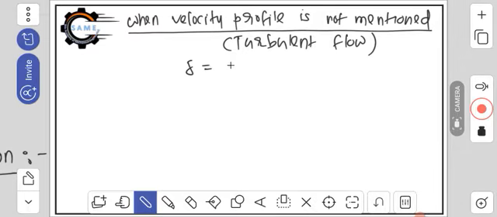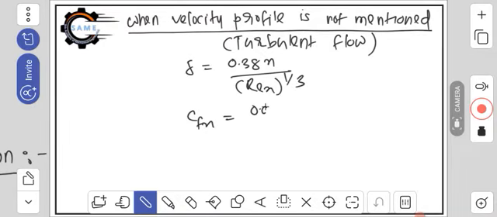For turbulent flow, the laminar case we already discussed, but here you have to remember this: delta is 0.38x times x divided by Reynolds number raised to 1/3. And the local skin friction coefficient, that is Cfx, is equal to 0.059 divided by Rex raised to 1/5. Sorry, here also it is 1/5, it's not 3.